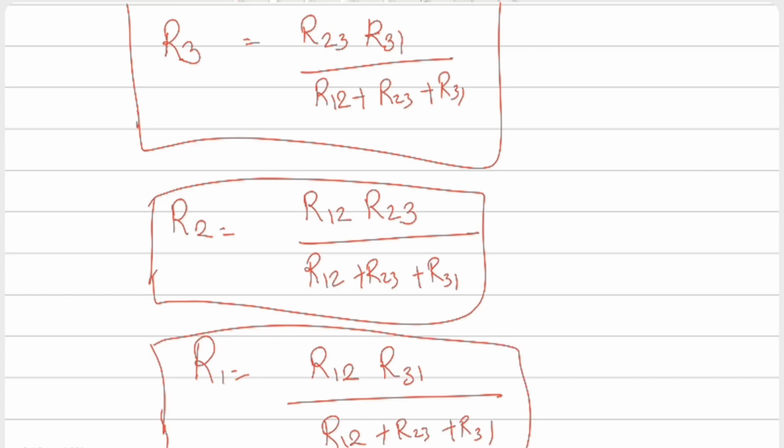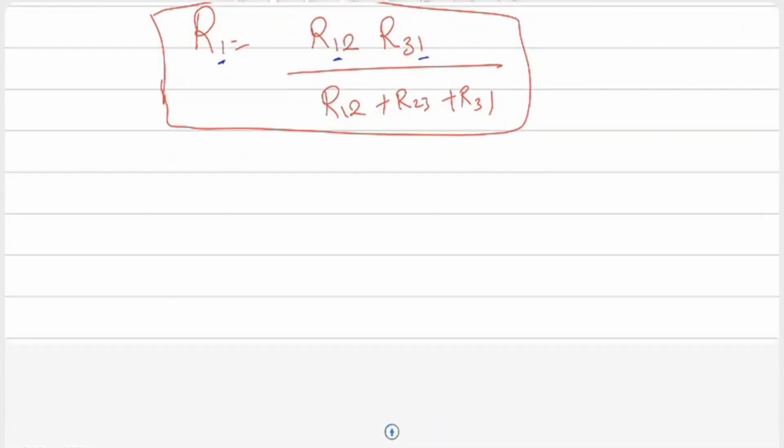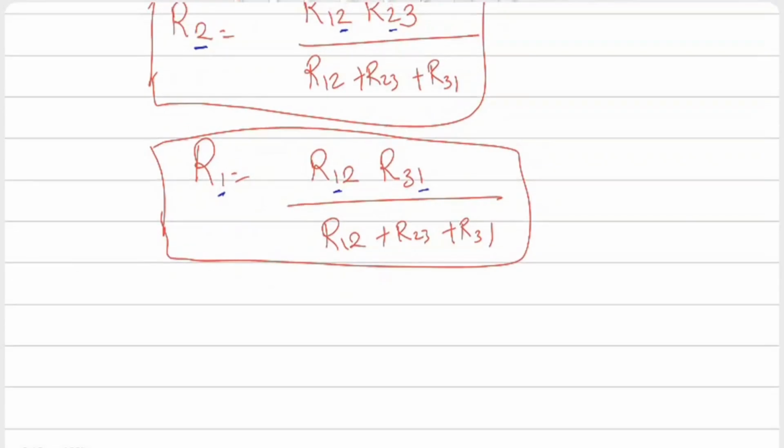Okay, so you can see here, for R3, R23 and R31 are adjacent. For R2, R12 and R23. For R1, R12 and R31. So it is the product of adjacent delta resistances divided by the sum of the delta resistances. This is how we convert delta to star. Okay, I hope you get the idea.